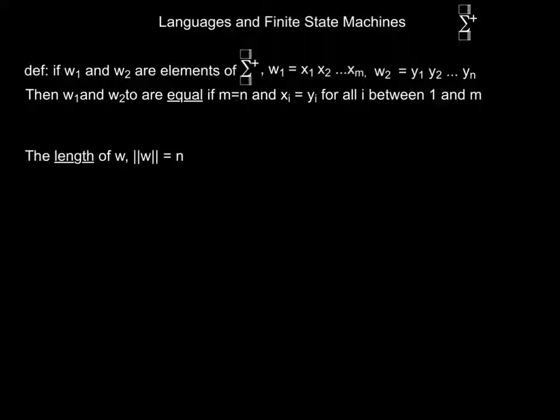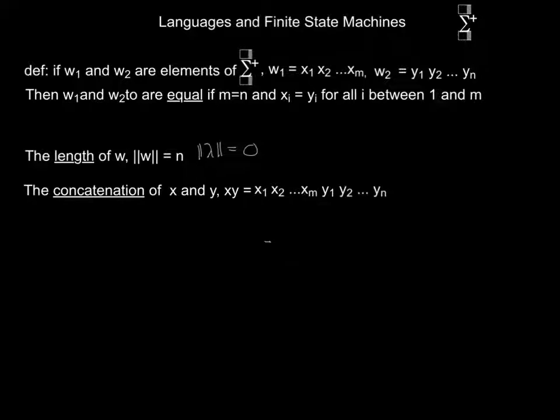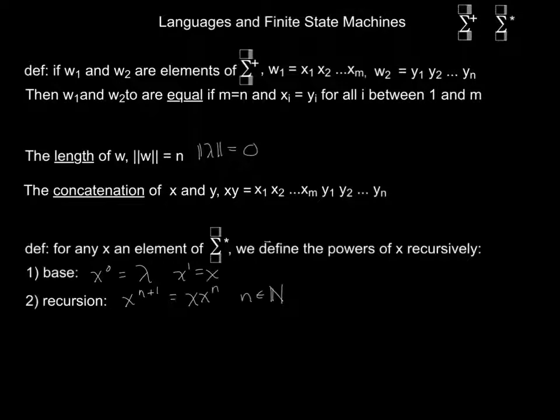The length of W, denoted with this absolute value sign, is equal to n. And we have the additional note that the length of the empty string is 0. The concatenation of x and y is equal to, you just basically put the x string and then the y string, again, kind of your intuitive notion of concatenation.